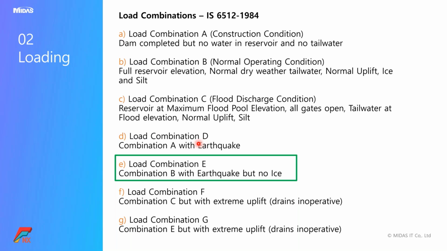Load combination D is combination A plus earthquake as well. Load combination E is load combination B, basically the normal operating condition, with earthquake. Load combination F is load combination C plus extreme uplift. And then load combination G is extreme uplift along with the earthquake. So those are the different load combinations. But in this particular session, I'm only discussing load combination E, wherein we have a normal operating condition load along with the earthquake.